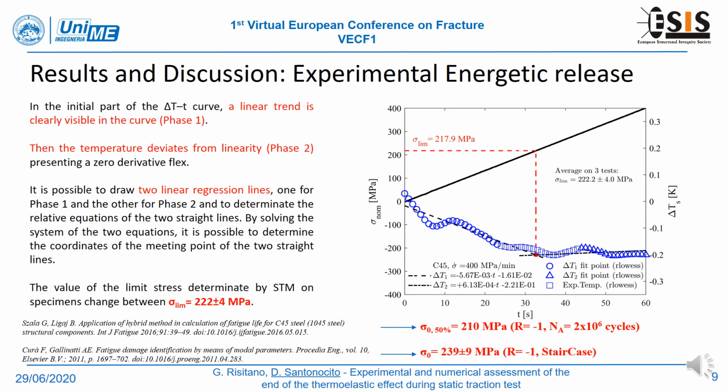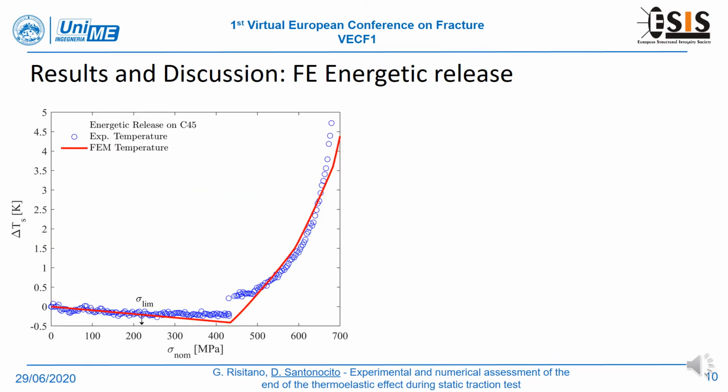In the figure, I reported the experimental superficial temperature of the specimen, not filtered, and the estimated finite element temperature versus the applied nominal stress. The experimental temperature trend experiences a deviation from the linearity of the thermoelastic effect for a stress value below the yielding stress of the material. After the yielding stress has been reached, the temperature experiences a high further increment till the specimen breakage.